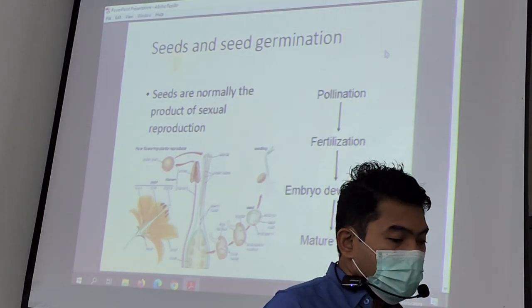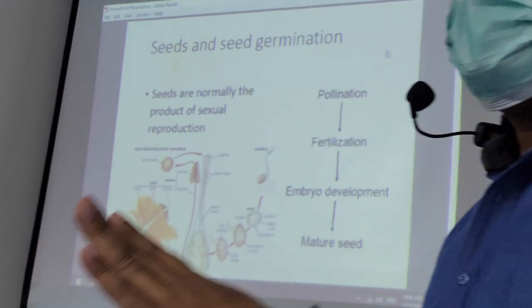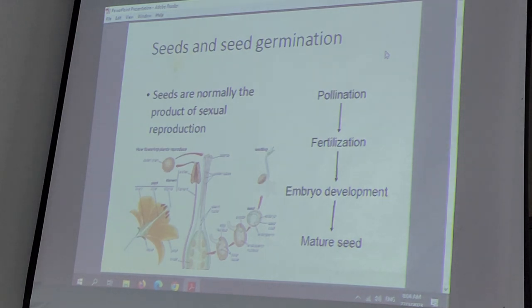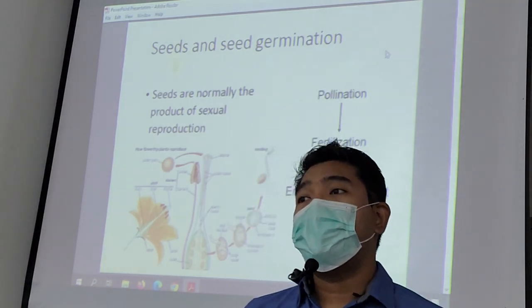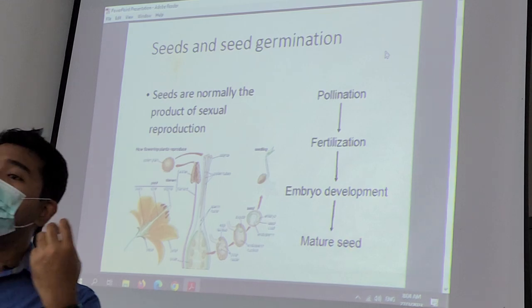So seeds are actually the product of pollination, fertilization, embryo development. They come together in a sequential manner, meaning that you cannot eliminate one of the steps. If one is missing, you're not going to get your seeds. This is how nature has intended. Therefore, nobody so far can create seeds in the lab, because the seed itself contains the life essence in it. And as we all know, despite our advances in technology, we cannot create life just yet.